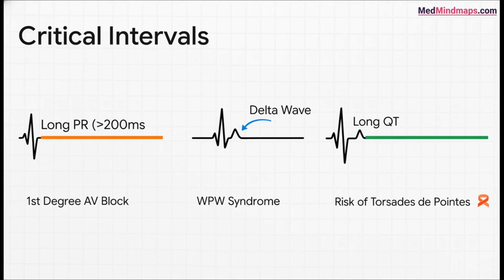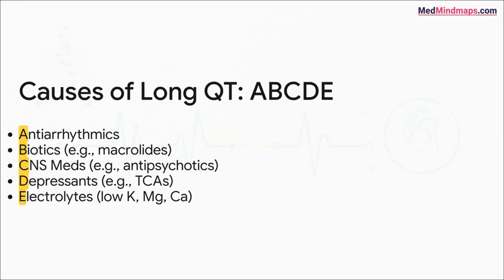What if it's too short, and you see this funny little slur on the QRS called a delta wave? That screams Wolff-Parkinson-White syndrome. Then there's the QT interval. This one's super important because a long QT interval puts the patient at a huge risk for a deadly arrhythmia called torsades de pointes. So what kind of things can cause that dangerous long QT?